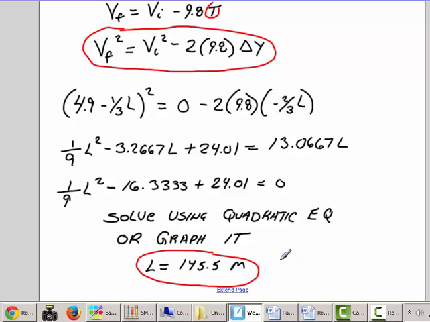But that's how you would solve a problem like this. This would be a great test problem, so I would make sure I know this, and I would know how to do it with values other than just 1/3 and 2/3.